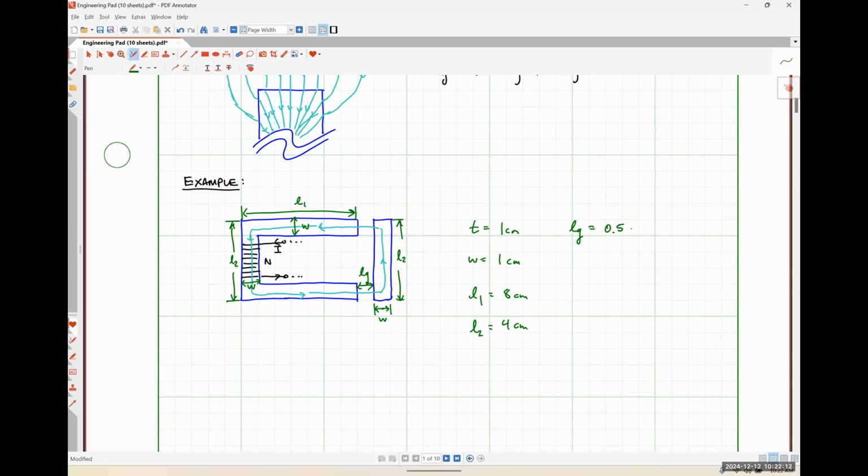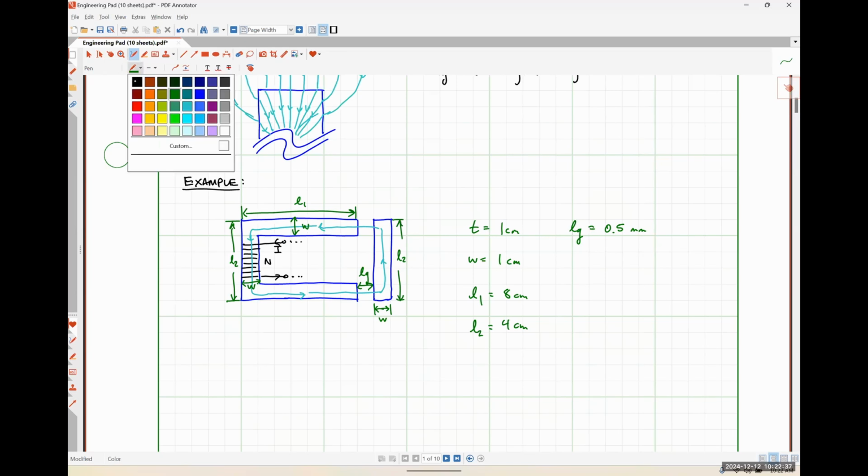So this is grossly exaggerated for clarity's sake, but the air gap in this case is very small, significantly smaller than the faces of our core, right? So the face has dimensions of 1 centimeter by 1 centimeter. 0.5 millimeter is obviously much smaller than that. So this should still function pretty well as a magnetic circuit.